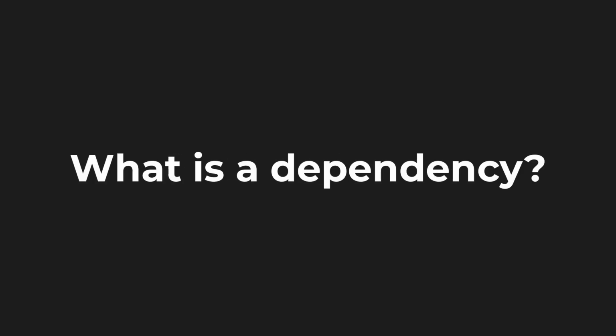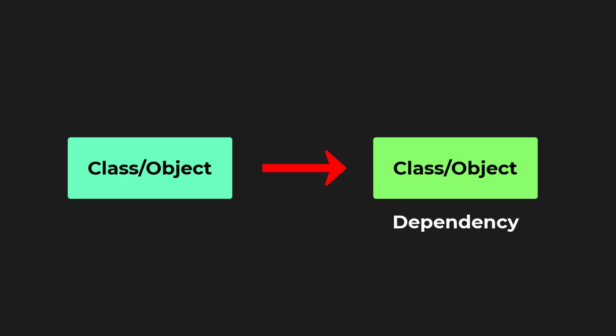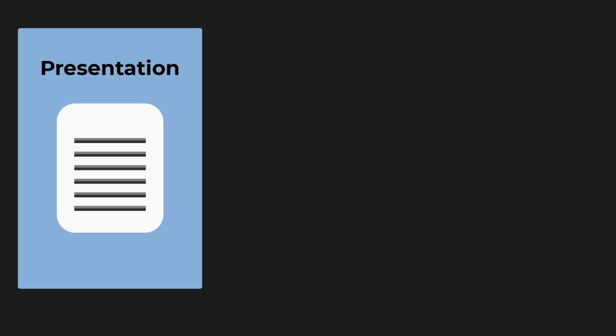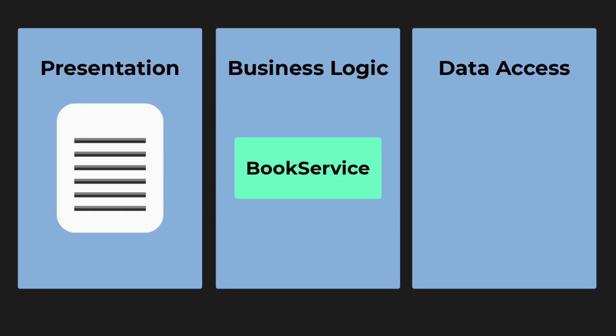What is a dependency? A dependency is simply a class or an object that another class or object depends upon. Let's see an example. Let's say we are building a simple book catalog application using a typical 3-layered architecture. So we will have a presentation layer which contains a form for the user to enter book information, a business logic layer which contains a class called book service that contains business logic, and finally a data access layer which contains a class called book repository to hold data access logic using Entity Framework Core.